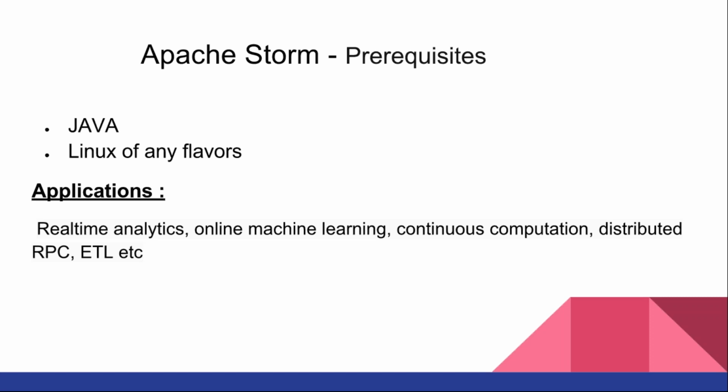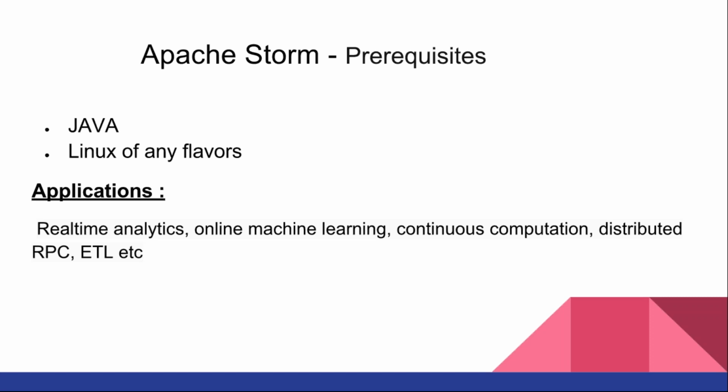The next thing is real-time applications. Storm is used in machine learning. We can do real-time analytics. We can use Storm for ETL purposes. I used Apache Storm in my projects: I used it for machine learning, for ETL, and for real-time analytics too.